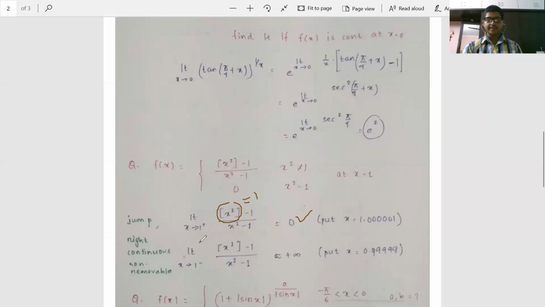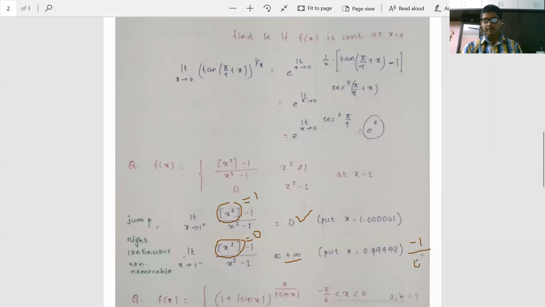Now let us find the value of LHL. Limit x tends to 1 minus, again the same stuff. Now put something like 0.999 as the value of x. So x² is going to evaluate to some number between 0 and 1, so its box is going to evaluate to 0. We have solved this box type of questions in limits also. So 0 minus 1 is going to be minus 1. So the numerator is exactly minus 1, while the denominator tends to 0. This means the overall thing is tending to plus infinity, because this is something like minus 1 divided by some negative number very close to 0.